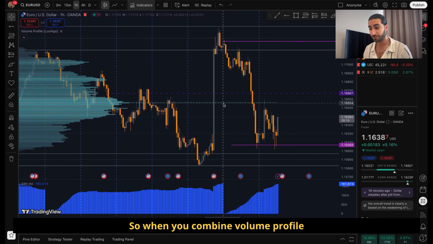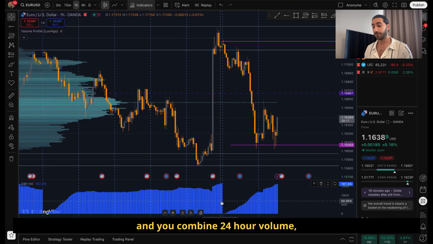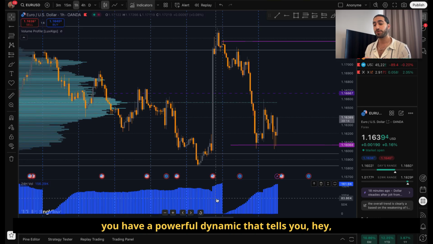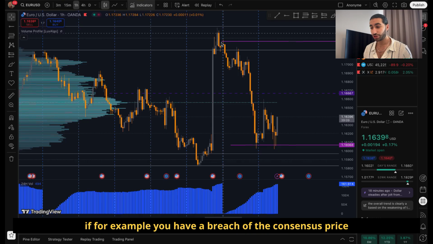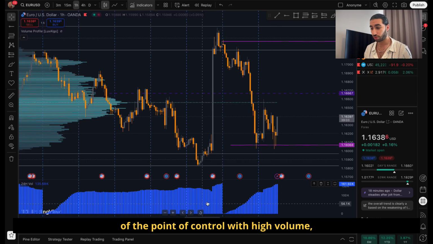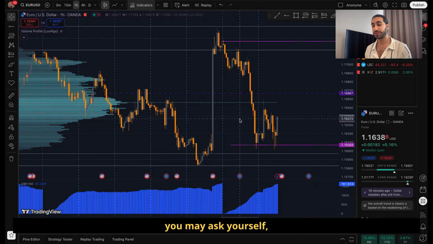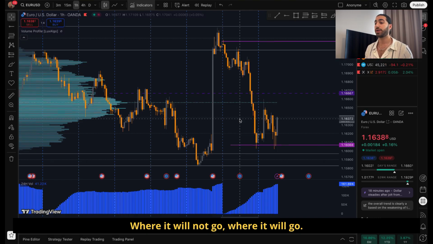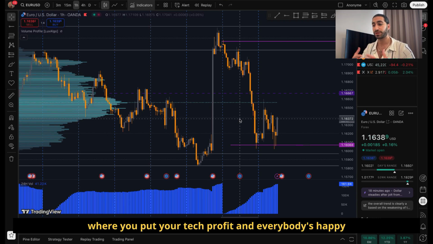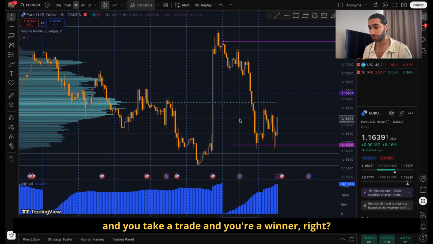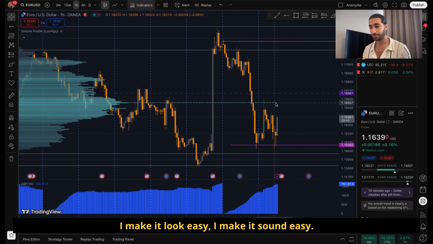So when you combine volume profile and 24-hour volume, you have a powerful dynamic that tells you, hey, if for example you have a breach of the consensus price, the point of control, with high volume, you may ask yourself, is the fair value of that asset changing? Can I take advantage of that move? Will that move continue? Until where will it go, where will it not go, so you know where you put your stop loss, where you put your take profit, and everybody's happy, and you take a trade and you're a winner, right? I make it look easy, I make it sound easy.